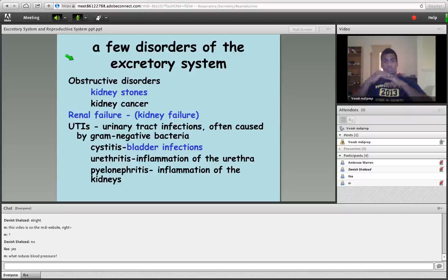So let's go on to some of the random disorders of the excretory system. So kidney stones, kidney cancer, renal failure, which is the same thing as kidney failure. And there's also UTIs, or urinary tract infections, which are caused by gram-negative bacteria. Some examples of that are cystitis, urethritis, and pyelonephritis. You don't need to know any of these diseases. This is just random knowledge.